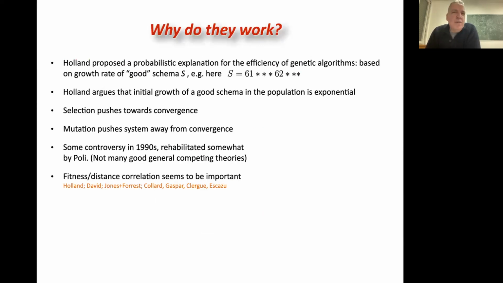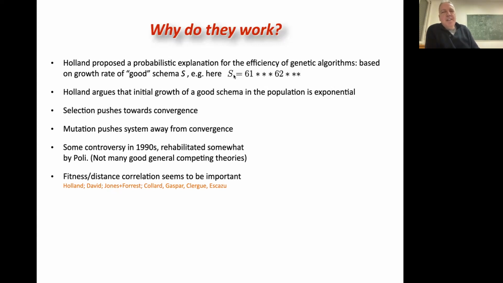Right, so why do they work? It's kind of a long story, and this technique was introduced by John Holland back in the 1960s, I think. I mean, it wasn't his idea, but he's the one that really developed it. So it's usually attributed to Holland.